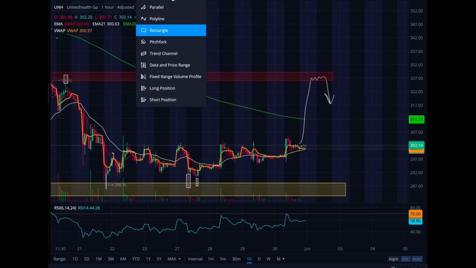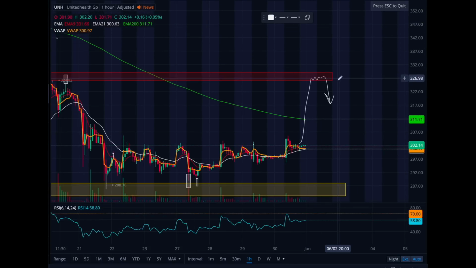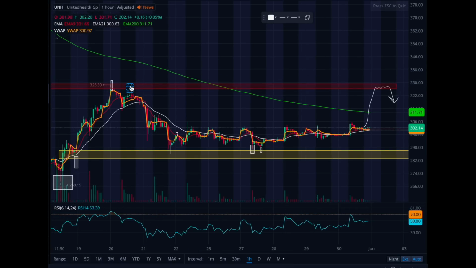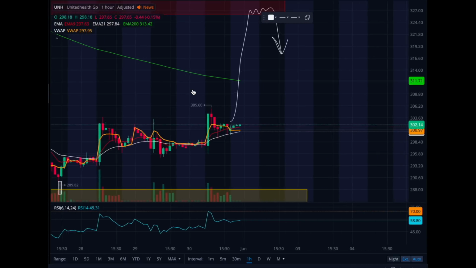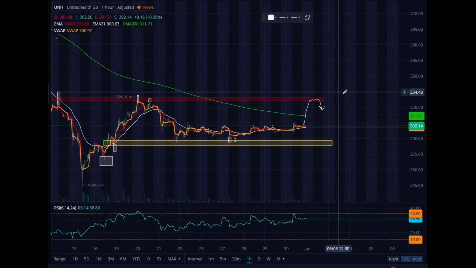You can take your entry to short or buy puts around this 326 because you can see the previous levels right over here, $326. And you'll notice that volatility will pick up around these areas. So if you bought, you were risking this much.